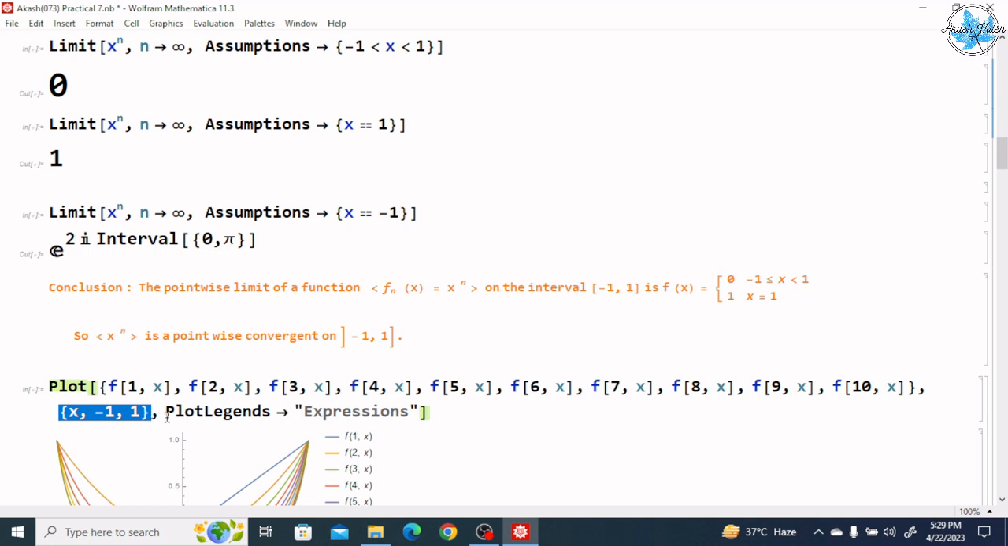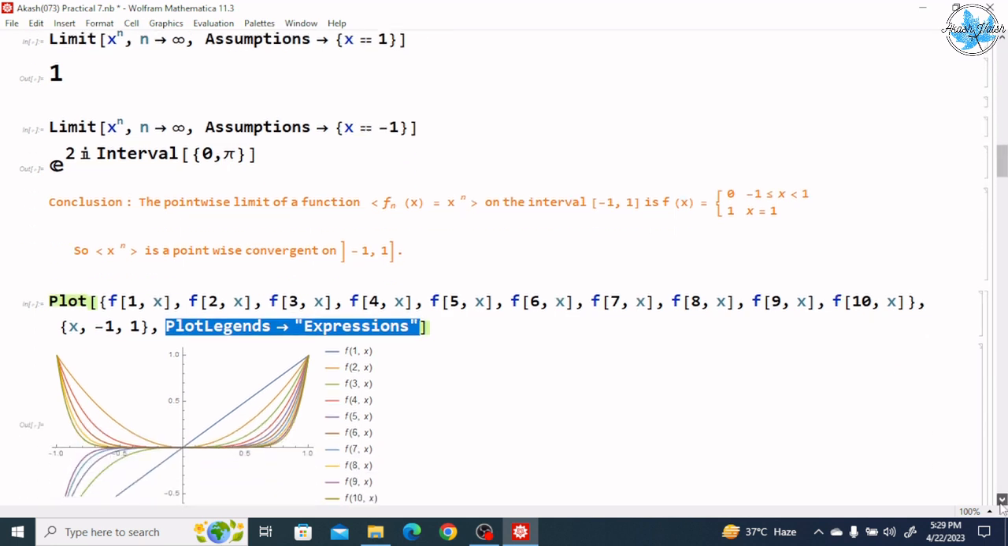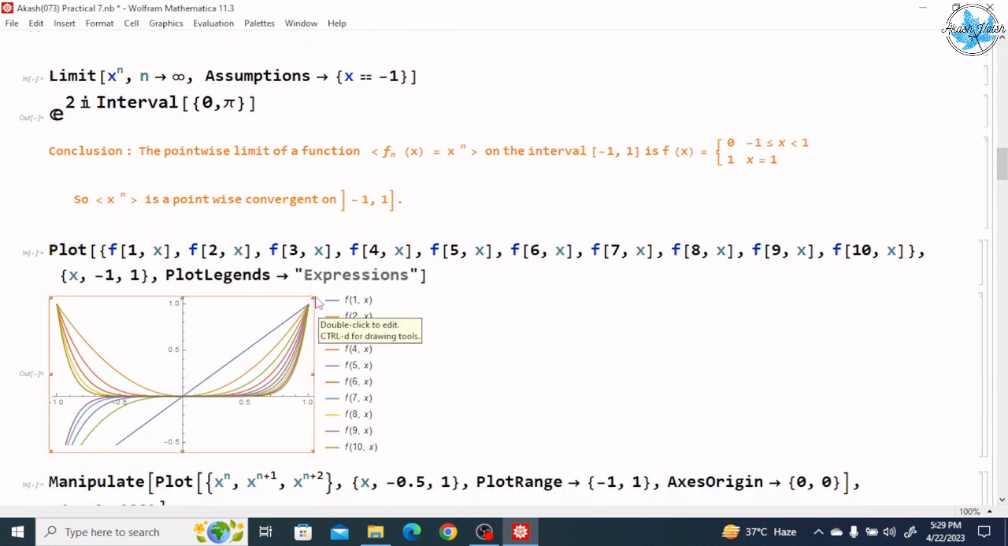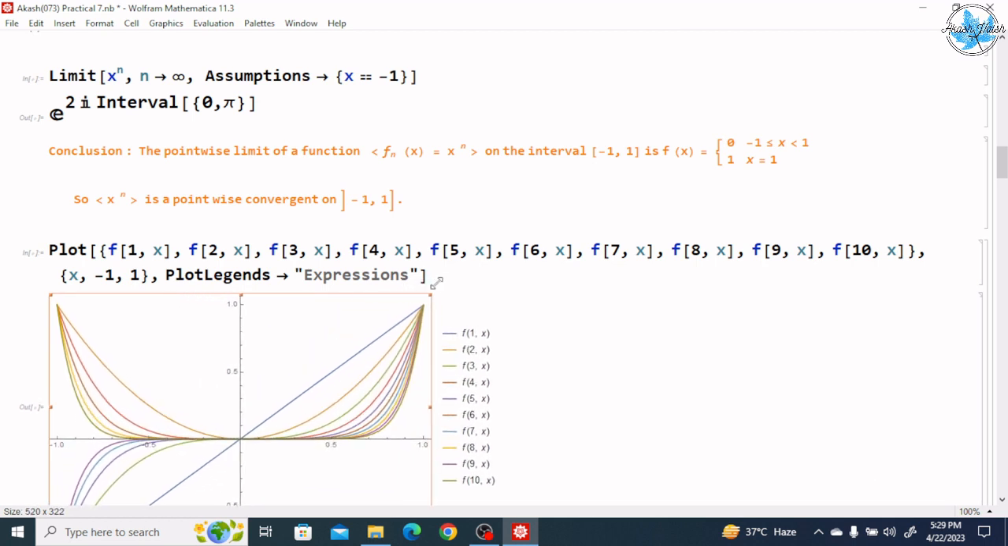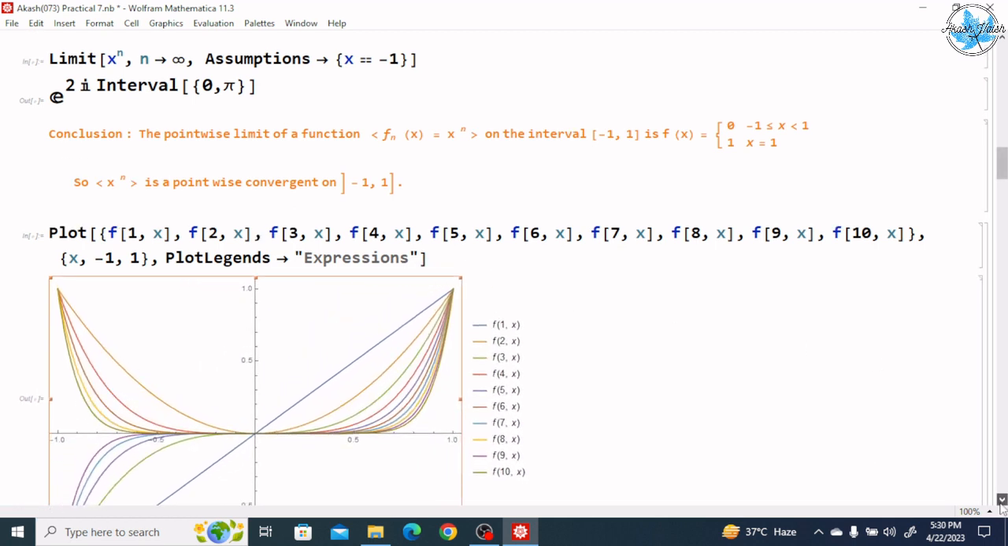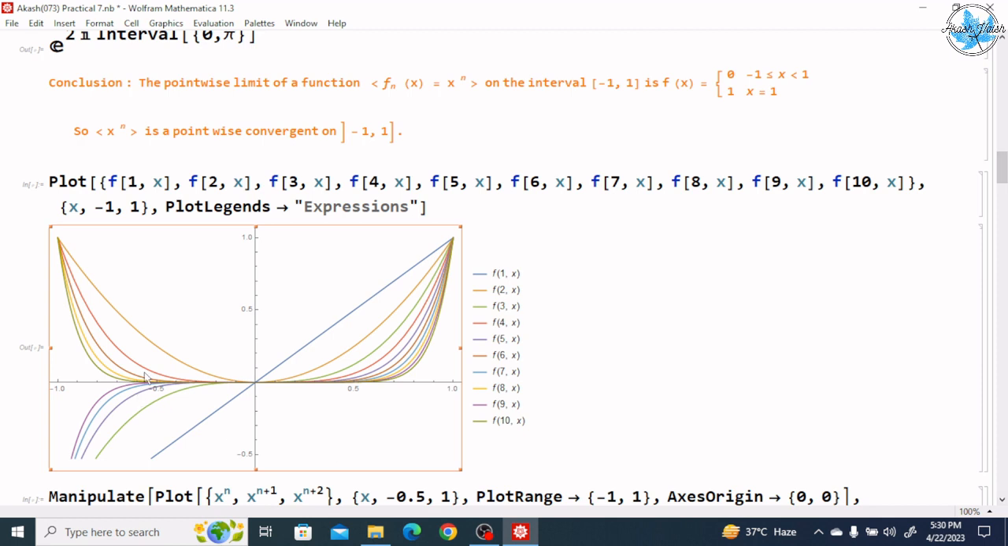Then give the plot legend command. In the plot legend command give the expression. With the expression you will see which function each colored line represents in the graph. So you will get your graph like this. In this way you can see in your graph that the value of the function is convergent at the 0 point. You can see at the origin that it is converging, and at 1 it is also converging.